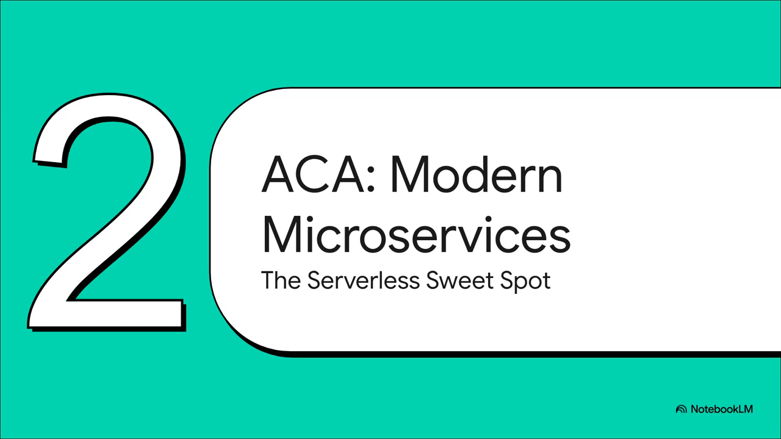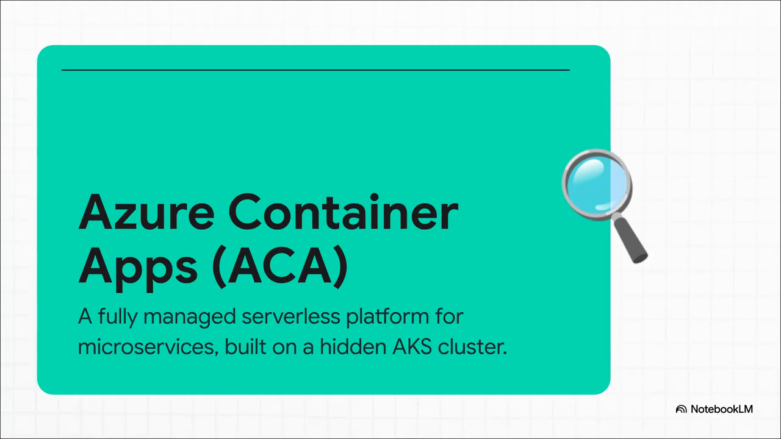Okay, so if ACI is our scooter, what's next? That would be the sedan in our garage, Azure Container Apps, or ACA. People call this the serverless sweet spot for a reason. It just hits that perfect balance between being easy to use and having a ton of power, especially for the kinds of modern apps we're all building today. Now, here's the really interesting part about ACA, kind of the secret sauce. Under the hood, it's actually built on a real Kubernetes cluster. It's just one that's completely hidden and managed by Microsoft.